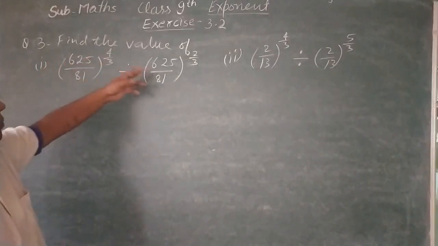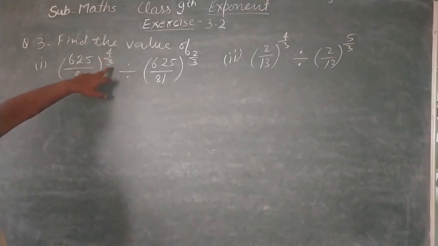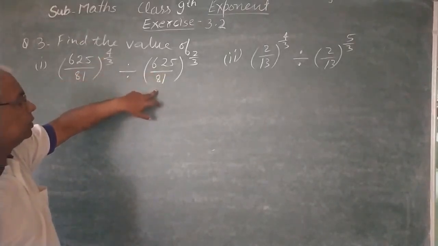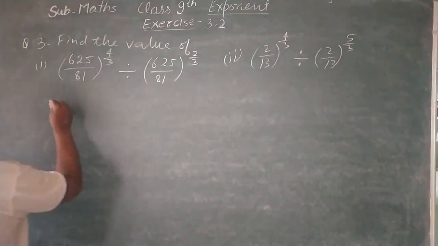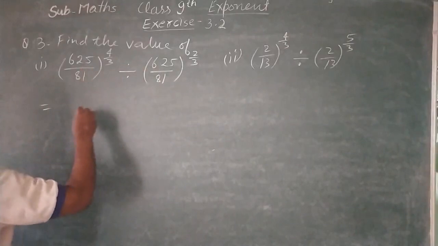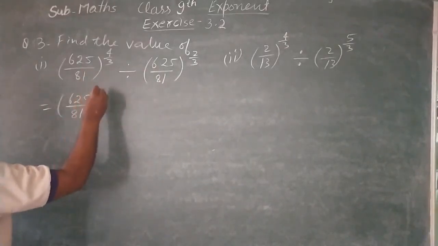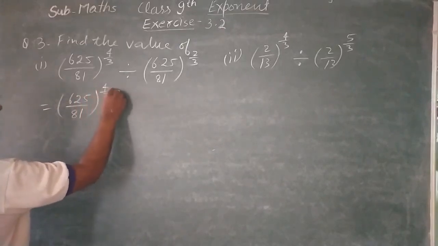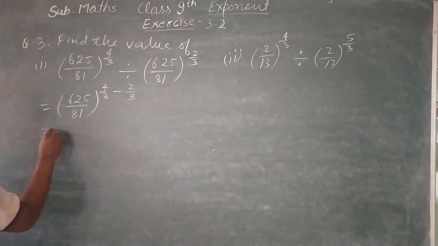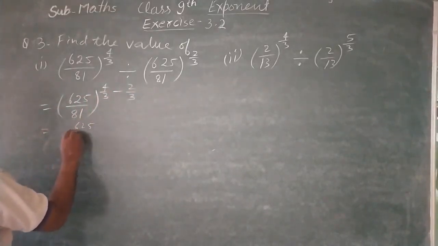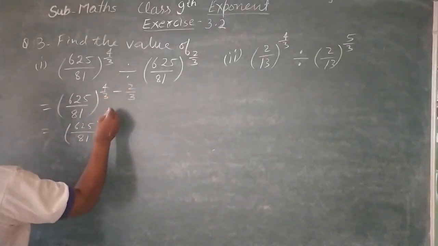Question number 3. Find the value. The first one is 625 upon 81 whole power 4 by 3 divided by 625 upon 81 whole power 2 by 3. As you know, both bases are the same, so the powers will subtract. So 625 upon 81 and whole power is 4 by 3 minus 2 by 3. So whole power, that is 4 minus 2, that is 2 by 3.